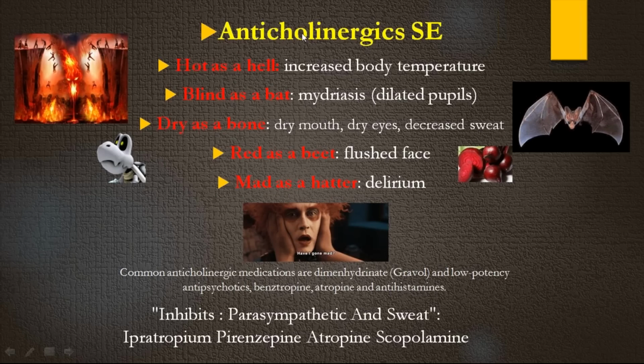So here I just created a mnemonic. The anticholinergic is going to have an increase of temperature: hot as a hell. Blind as a bat, that is going to produce mydriasis. Dry as a bone: dry mouth, dry eyes, decreased sweat. Dry eyes, you can translate that into blurred vision, so that happens when you have dry eyes. Red as a beet, flushed face, so red face. Mad as a hatter, so that is delirium. So this is in addition to some of the anticholinergic side effects.